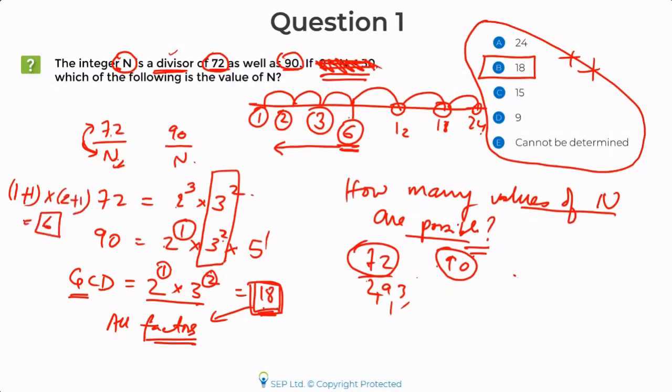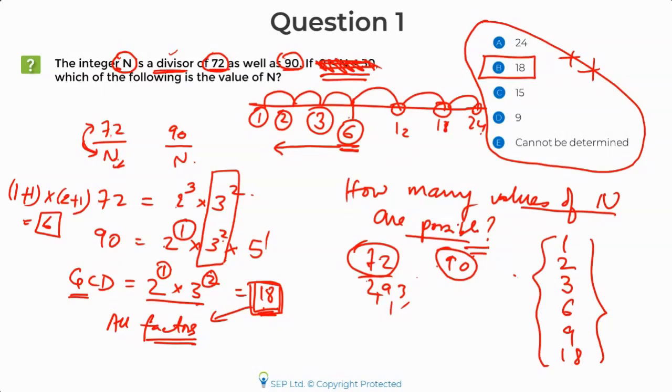Since there are 6 factors of 18, 72 and 90 will be divisible by 6 different values of n. And if you want, I can write it down for you so that if anybody is wondering how I am getting this answer, these are the 6 factors: 1, 2, 3, 6, 9, and 18.